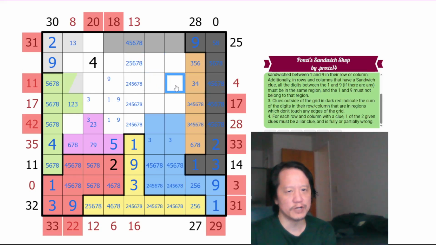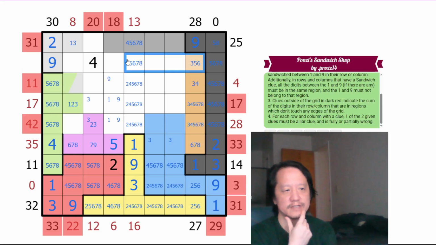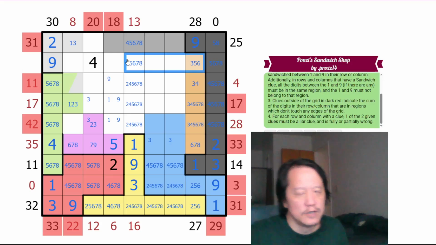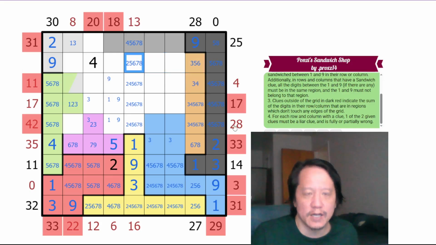It would have to have a 1 here, but the problem is, it would have to be 3 and 1 here. This would be 3, 1, and 2 there for the orange, and that's a duplicate in that region. So that's not going to work. So this cannot be orange here.